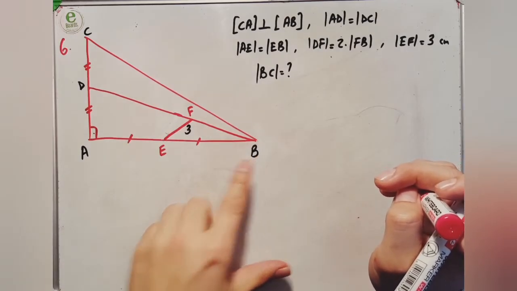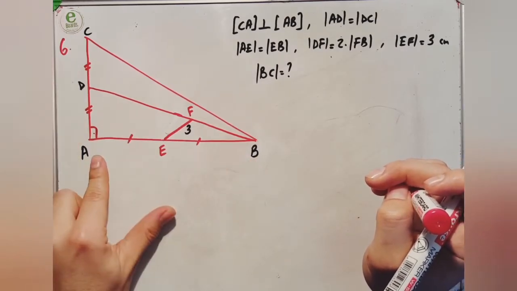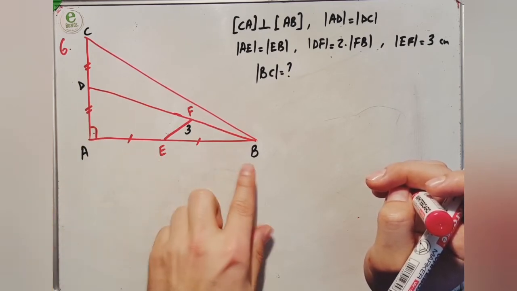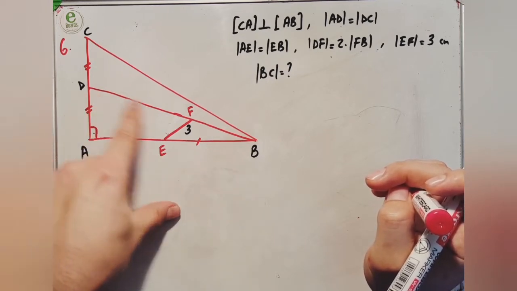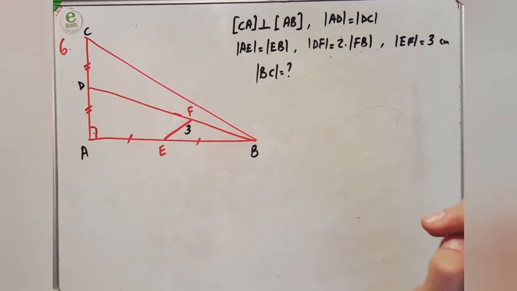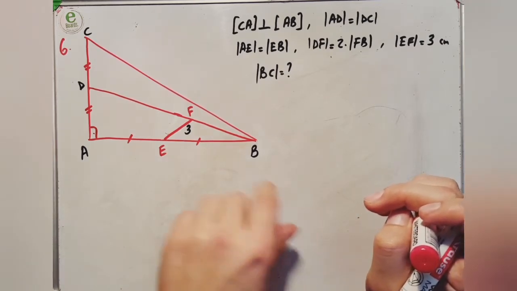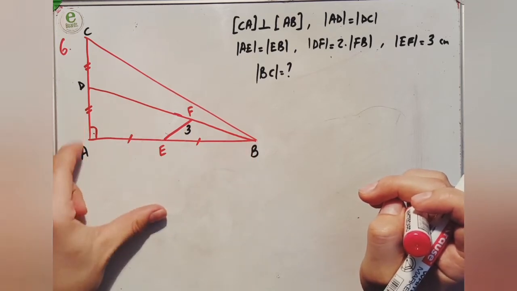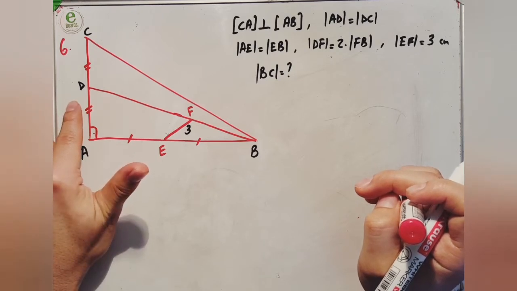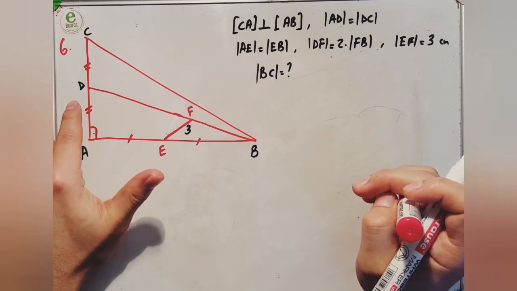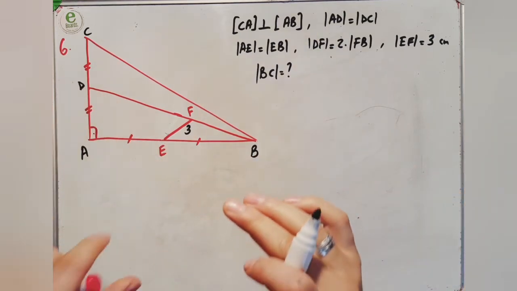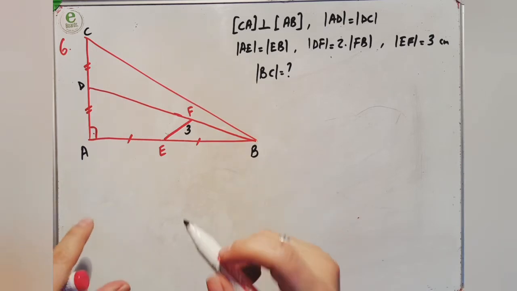And here BAC is a right triangle, CH is perpendicular to side BC, AD is equal to DC, AE is equal to EF, DF is 2 times FB, and EF is given as 3 cm. We will find the length of BC. And the line segment BD intersects side AC in 2 equal parts. So we say that BD is a median, and the centroid will be on side BD. So let AK be the median to the hypotenuse BC.